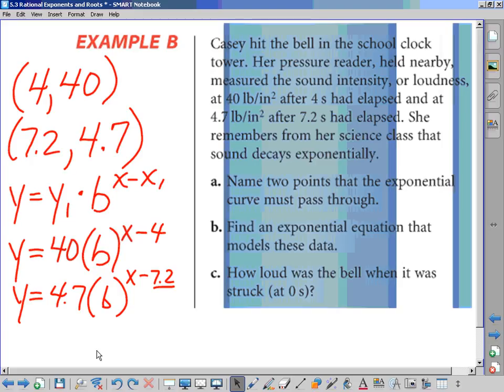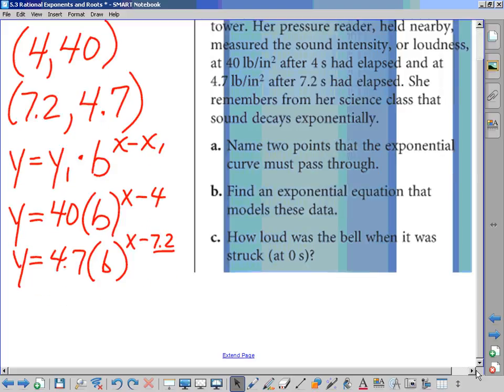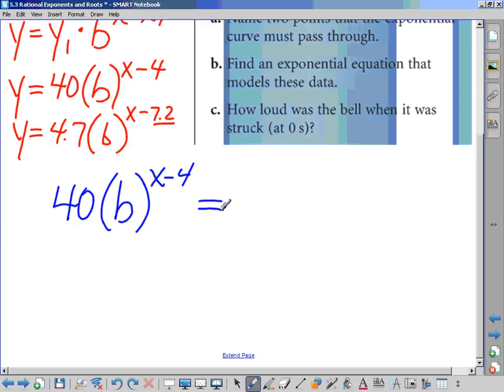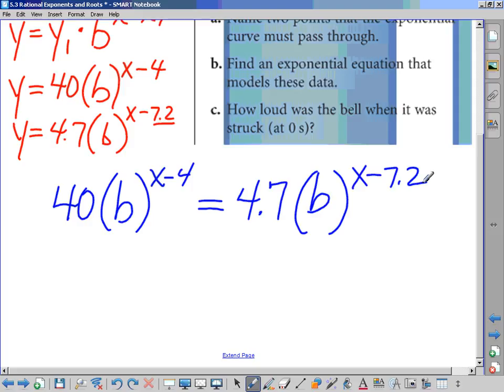We don't have the exponential equation yet. To find the exponential equation, we actually need to solve for the b. So I'm going to get you set up with this, and I want you to try to finish parts B and C for homework tonight. But basically, now that we know that this equation equals y, and this equation equals y, let's set it up so that those two equations equal each other. 40 times b to the x minus 4 can be set equal to 4.7 times b to the x minus 7.2. I want you to try to think of some strategies that you can use to solve for b here.